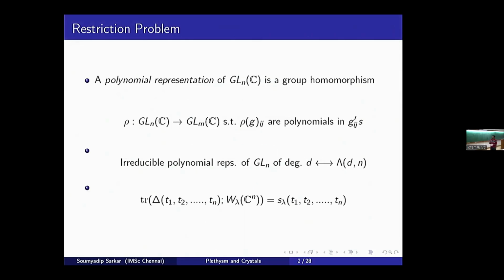So just to recall some basic definitions, a polynomial representation of GL_n(C) is a group homomorphism from GL_n to GL_m so that the matrix coefficients are polynomial functions in the entries of g. Irreducibles of degree d are parameterized by partitions of d with at most n parts. And it is well known that the characters of these modules are given by Schur polynomials s_lambda in n variables.